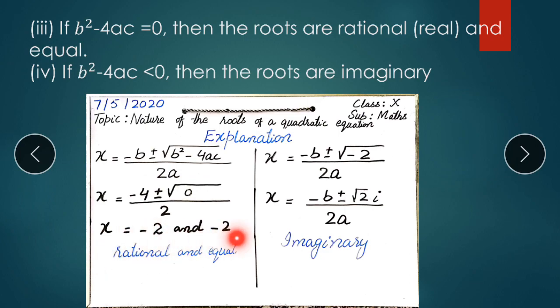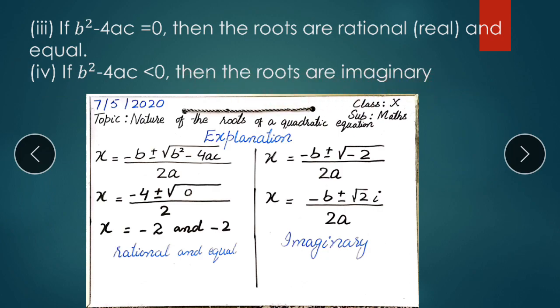How rational? Because you can write this in fraction form. The denominator of minus 2 can be 1. Minus 2 upon 1 is a fraction, so it can be rational. The fourth part is if b square minus 4ac is less than 0. What is less than 0? Minus 1, minus 2, minus 3, all the negative numbers are less than 0. So here I have chosen this negative number, minus 2. You can write minus 4, minus 5, up to you.